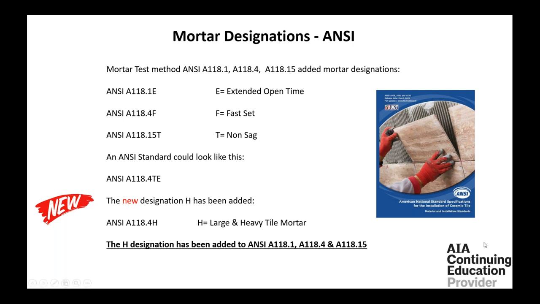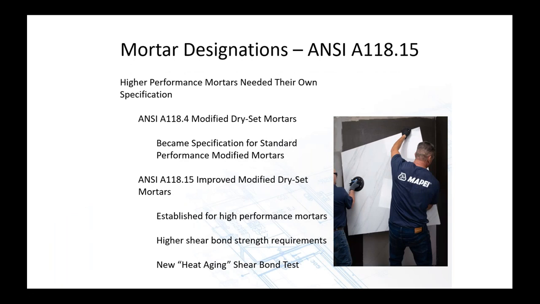And again, that is also added to 118.1, 118.4, and 118.15. Let me sidetrack a little bit and talk about 118.15 before I get to the designations. So 118.15 is a higher performance mortar. Really, I think as we get into the differences, you'll appreciate it quite a bit.